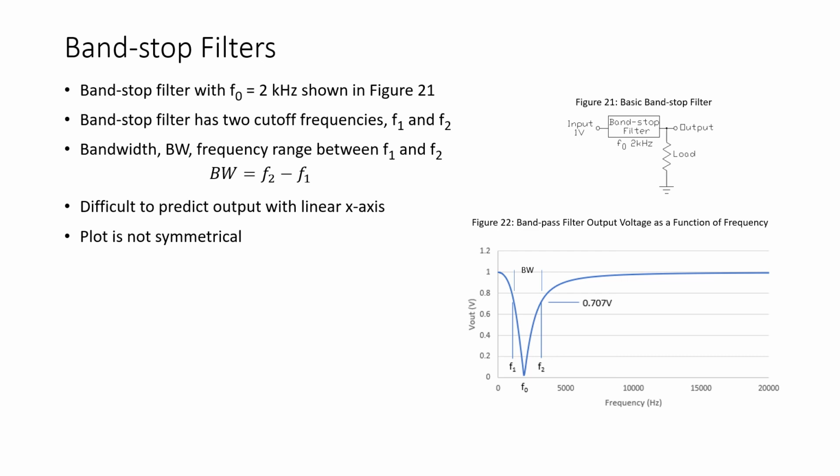And as with the band pass filter, it's difficult to predict what's going on below F1 and above F2. This is so nonlinear below F1 and so nonlinear above F2, it's very difficult to predict the output voltage at a selected frequency. And also, this graph does not appear symmetrical. The distance between F1 and F0 is not the same as the distance between F0 and F2.